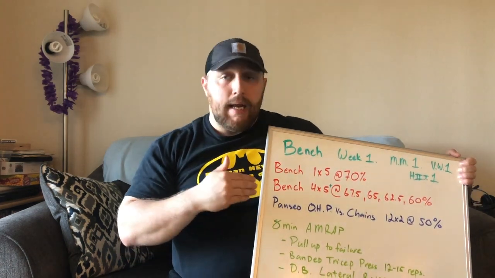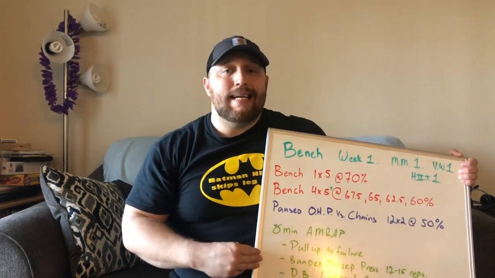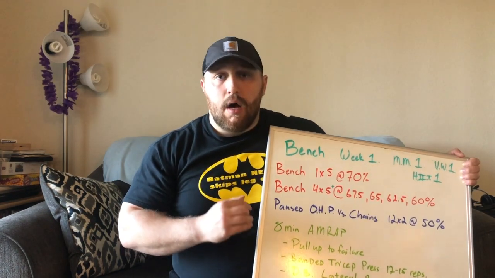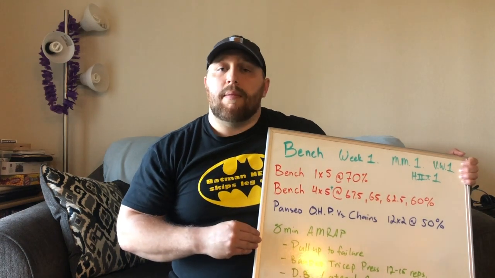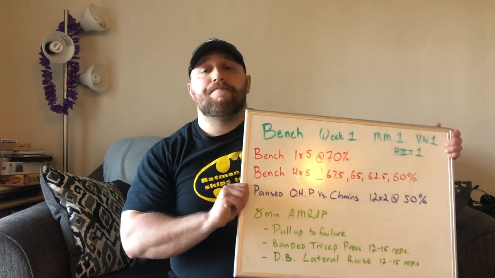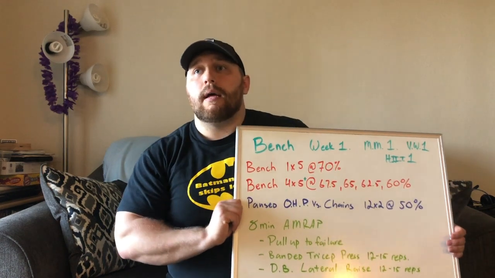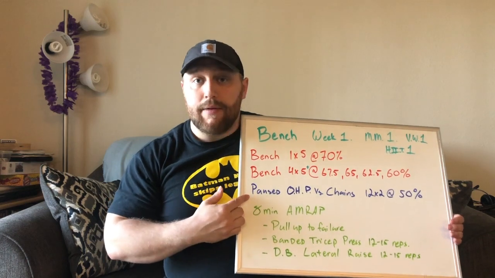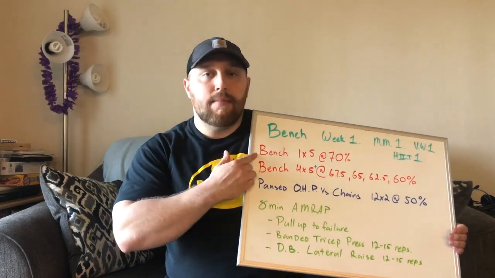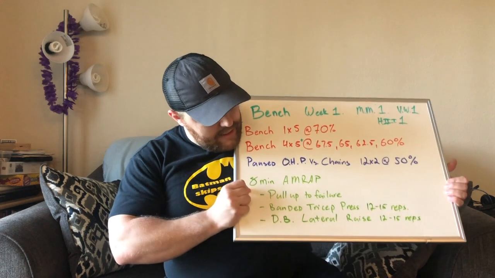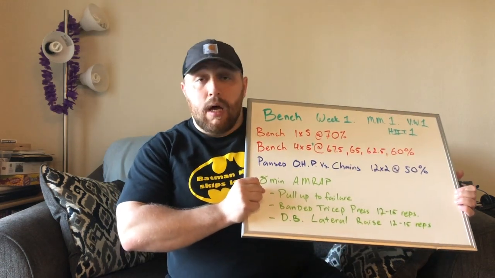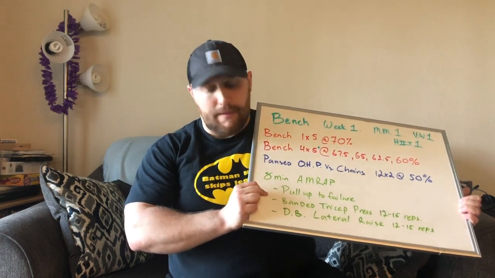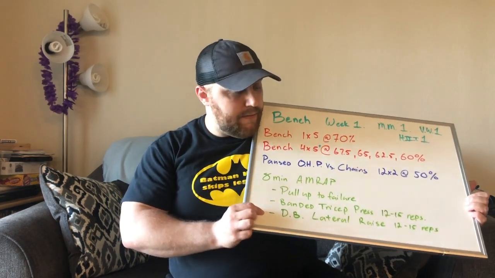Then option one on your accessory HIIT work, we have an 8-minute AMRAP. These ones, like I was talking about before, we are selecting our accessory movements that help out with the main movement, not with the speed movement. Even though they do overlap, we're thinking about the main movement. So today we're going to be doing pull-ups to failure, banded tricep press 12 to 15 reps, and dumbbell lateral raise 12 to 15 reps.